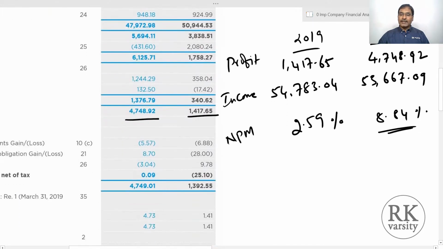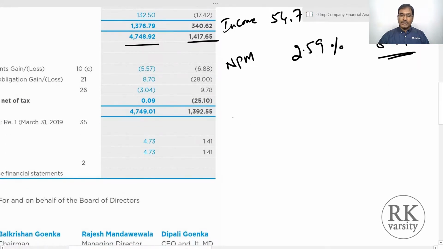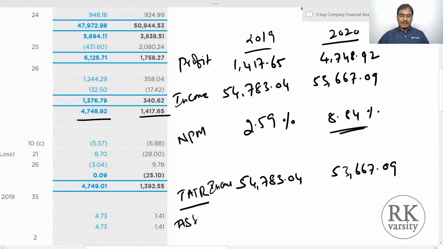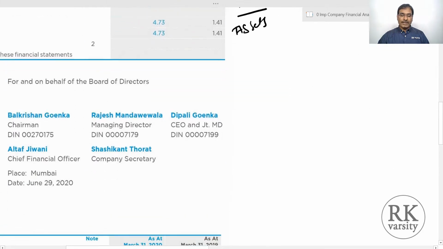Now we'll calculate the total assets turnover ratio. To get total assets turnover ratio, we need total income. So here we already have the total income, that is 54,783.04 and 53,667.09. What we need is the total assets. This is income and assets. We'll take the assets from the balance sheet.